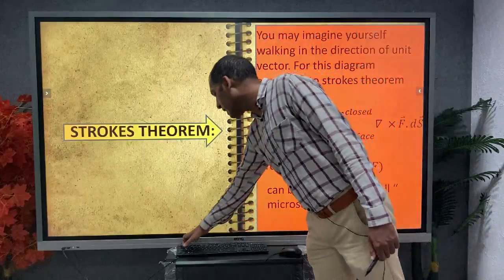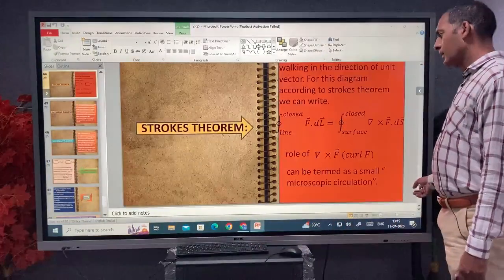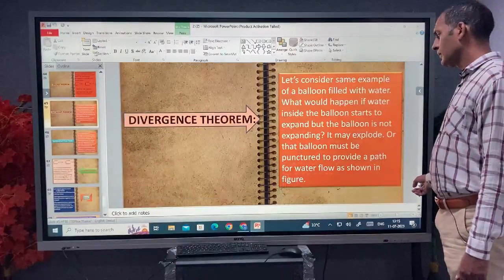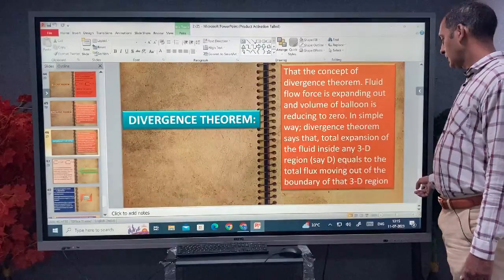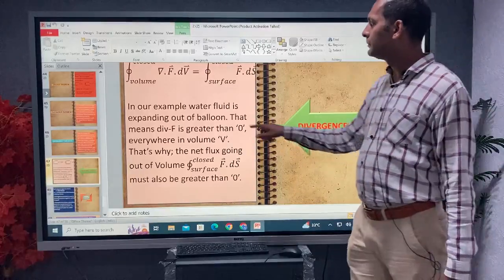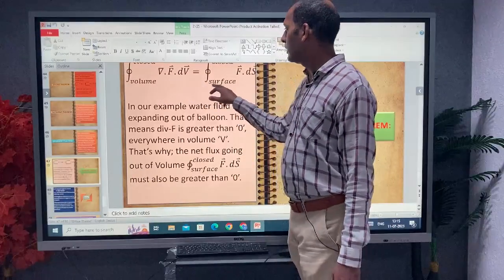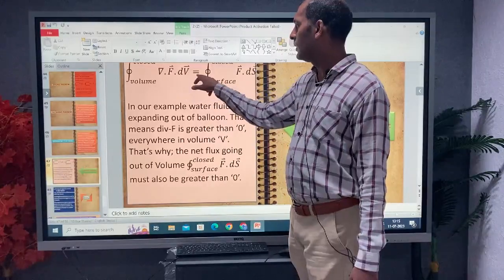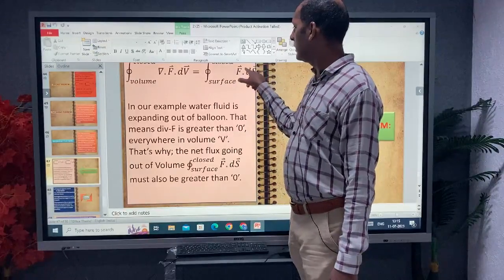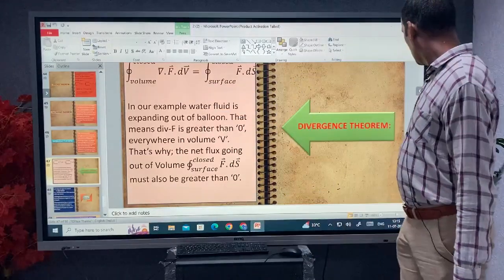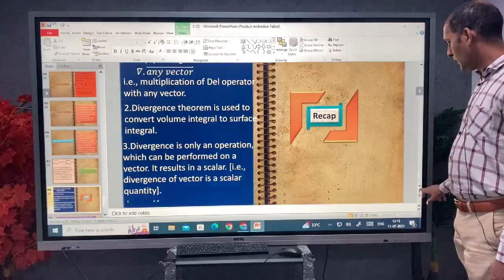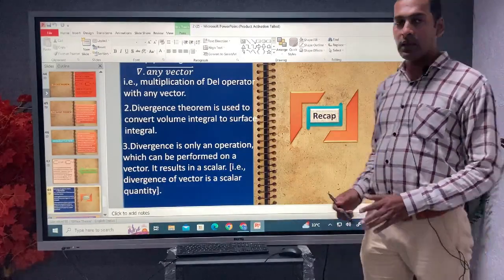Similarly, there is the divergence theorem. So here we have the divergence theorem. The divergence theorem is for converting, say, volume to surface. So del dot F over the volume can simply be written as F dot ds over the surface, or F dot ds can be converted into the volume. So surface and volume conversion can be done by the divergence theorem. So these are about the del operators.